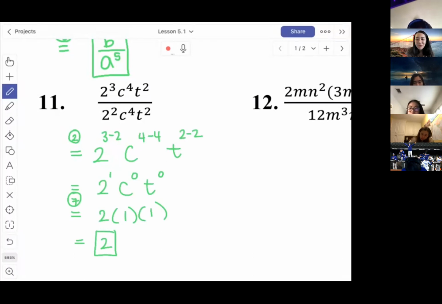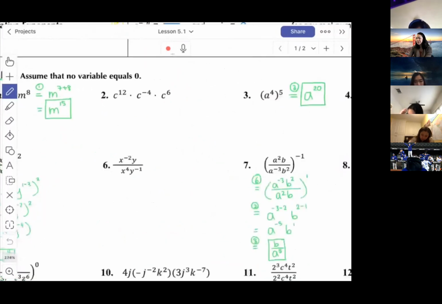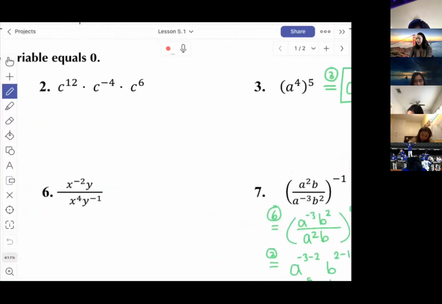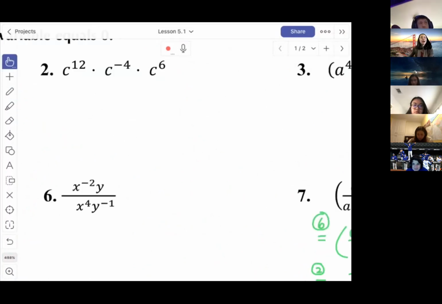All right, guys, any questions before I start calling on people? Solid. Okay, let's do it. Let's jump into the even ones. So number 2, I'm going to start calling on people. Get yourself ready. You don't have to tell me what property you're using. You can just tell me how you would simplify. Michael, I'm going to start with you for number 2. Go ahead and just tell me what you would do.